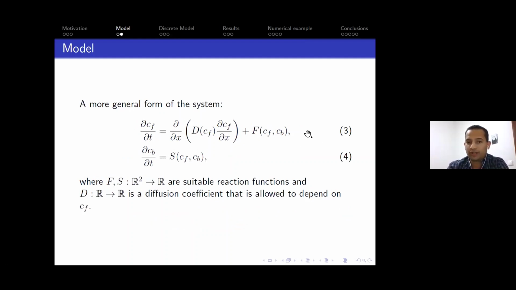It's a bit more general because here we named the reaction term of the equation of the free drug concentration as F, and the reaction term here as S. And you can also notice that we allow the diffusion coefficient to depend on the free drug concentration.